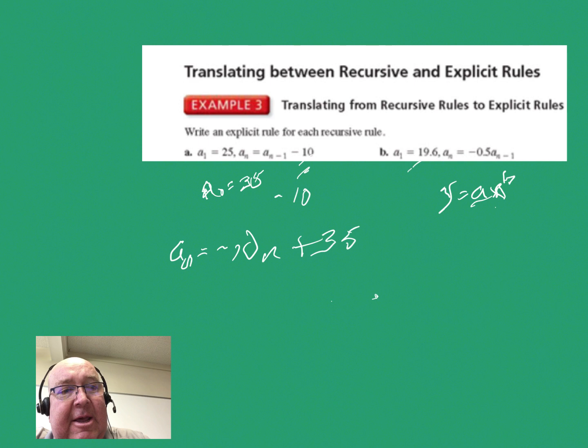So to find any term number that we want to find, we're going to have 19.6 times negative 0.5 to the n minus 1 power. And what that means is if I want to find the 10th term, I'm going to use 9 for my exponent because I go one less.